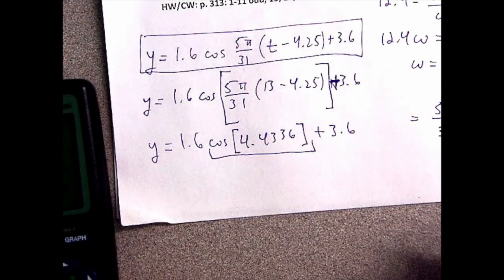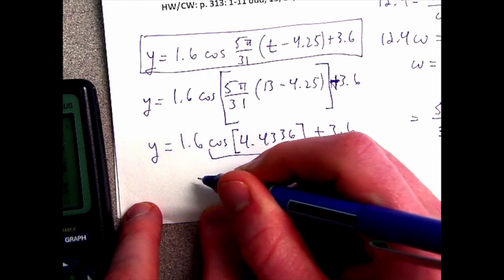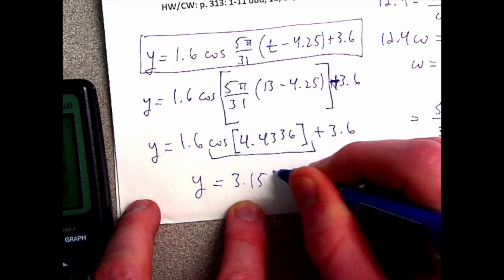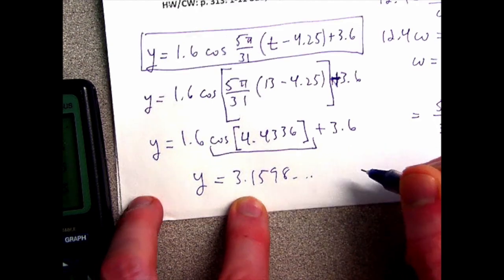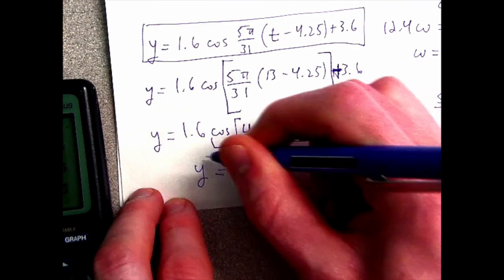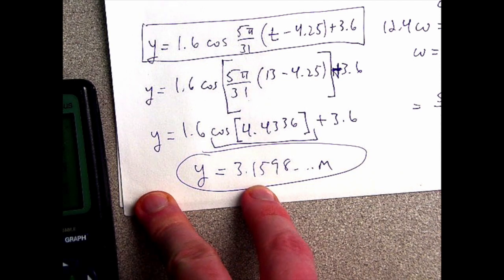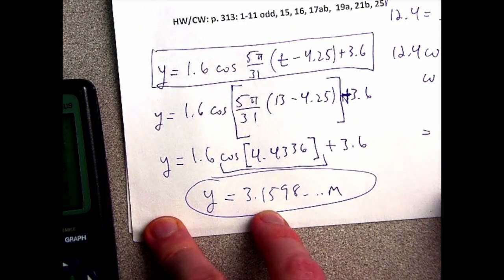3.159. Okay, that sounds all right. So I have y is equal to 3.1598, and so on. And I guess that's measured in meters, right? So the depth of the water at 1 p.m. is 3.159 meters. Okay, that's the idea.